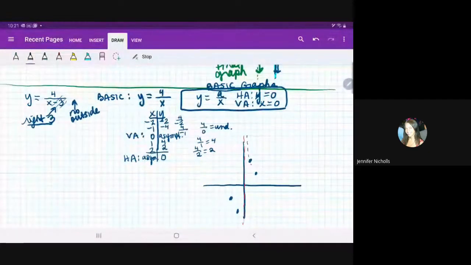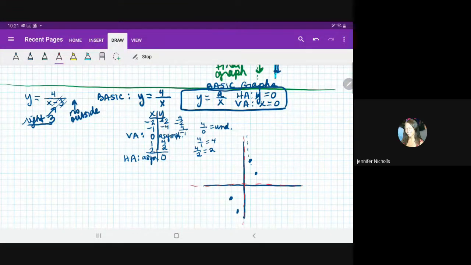But I do need to know where that other asymptote is. And so the other asymptote is here on the x-axis. Oops. Let's try to draw it in dashed. And then I have my horizontal asymptote at 0, my vertical asymptote at x equals 0. And I need to move my asymptotes to the right 3.